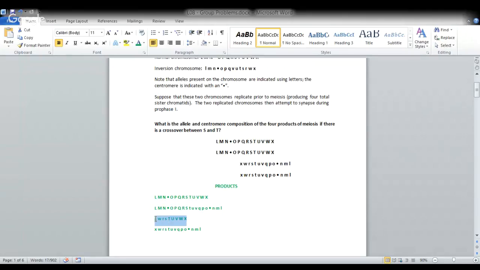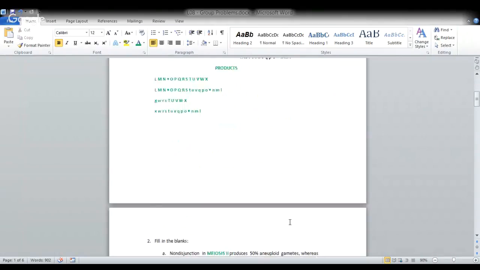And now for this third product, we're going to start with this recessive XWRST or RS, and then we'll cross over right here and we'll have the dominant, the TUVWX. And then like I said when we first started, this fourth product is just the reverse of the inversion that we're given before. So that's how you get the 4 centromere compositions.